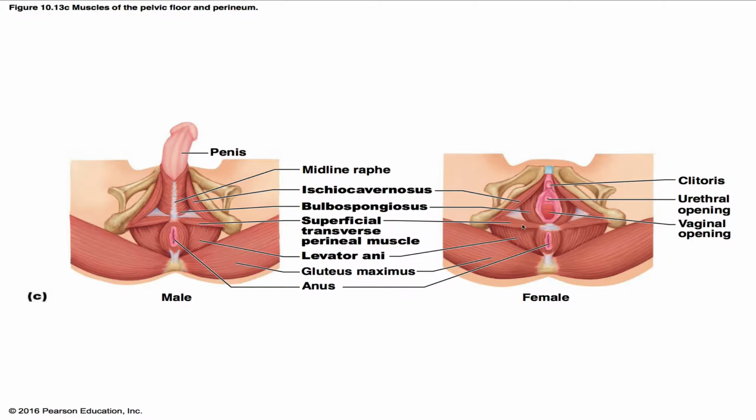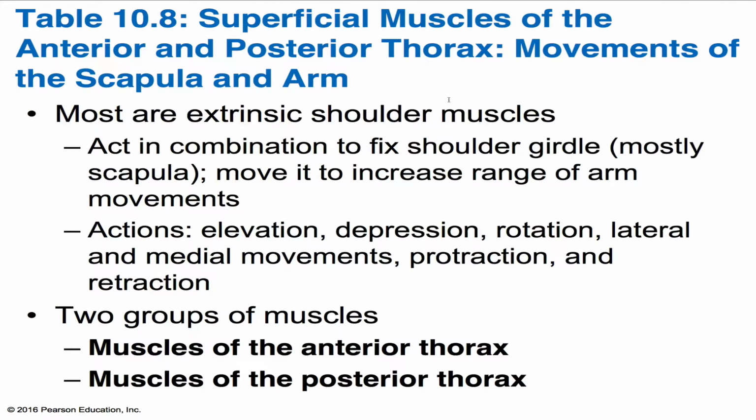Posterior to the vagina in females and the urethral opening in males, we have the superficial transverse perineal muscle. Its origin is the ischial tuberosity, and the insertion is the central tendon of the perineum. It's also innervated by the pudendal nerve, and its actions are to stabilize and strengthen the midline tendon of the perineum.